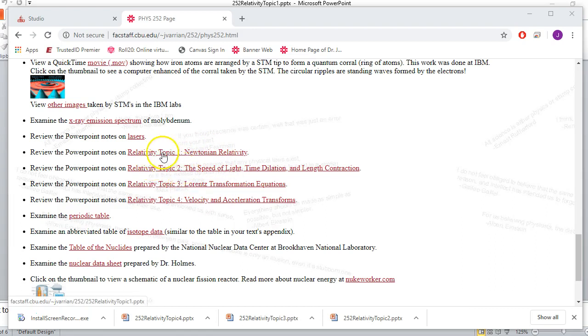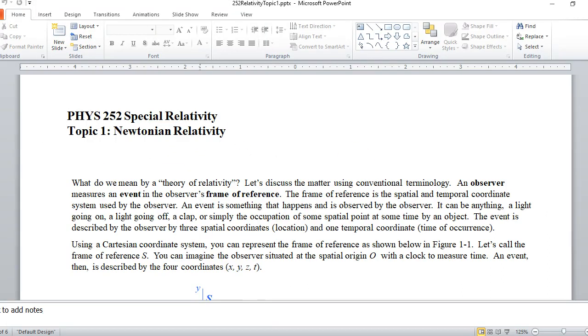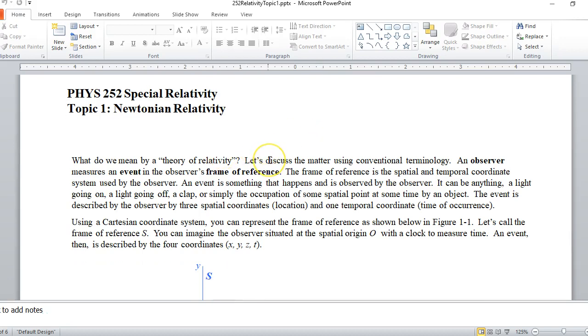So let's do the first topic, which is an introduction to what a relativity theory is. It's called Newtonian Relativity. So I'm going to go to the PowerPoint. Here it is right here. So the first question is, what is a theory of relativity? And really what we're going to do in a theory of relativity is we want to relate the physics of one observer to the physics of another observer.